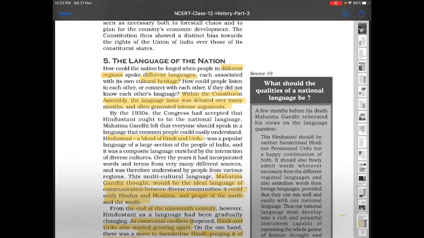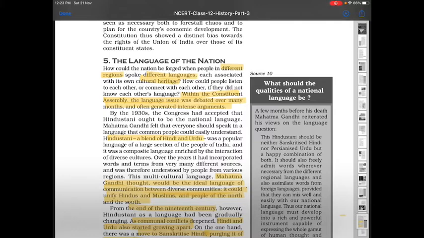So in the 1930s, the Congress accepted the concept of Hindustani, and what they said is that Hindustani will be the national language. Hindustani was a blend of Hindi and Urdu, which were the popular languages at that time. And what they believed is that if we blend Hindi and Urdu together, this will be ideal for the nation.